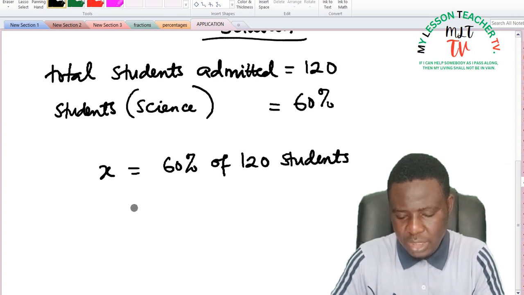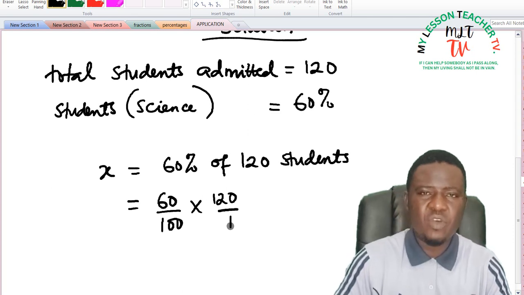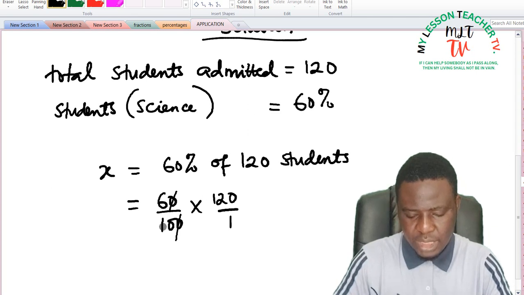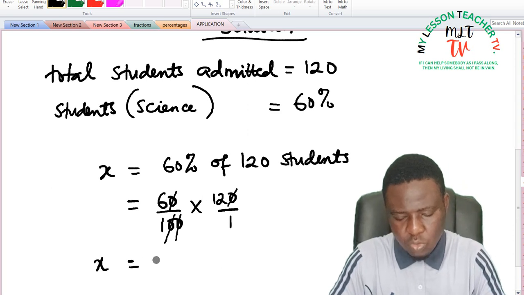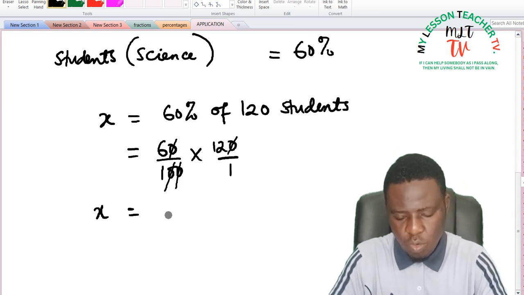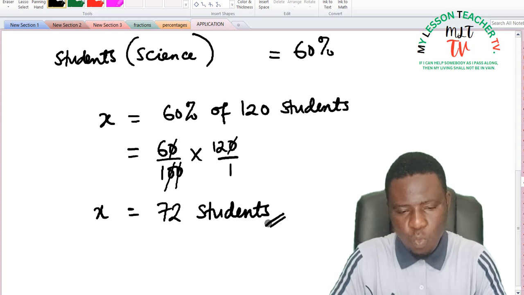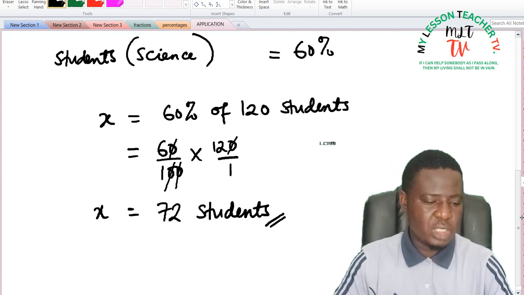So let's simplify this. This is equal to 60 over 100. For 60% means 60 over 100 times 120 over 1. That will give us the total number of students who were admitted to study science. When you divide by 10, this can cancel. Divide by 10, this goes. So that x is equal to 60 times 12, which is 72. So it therefore means that 72 students out of the 120 students were admitted into St. Patrick's College to study science.